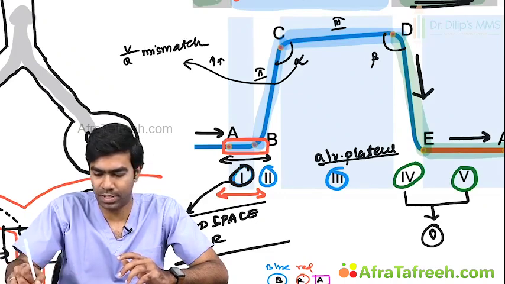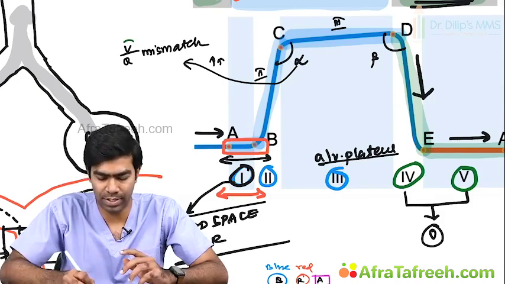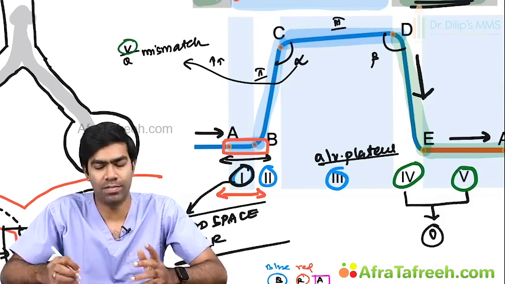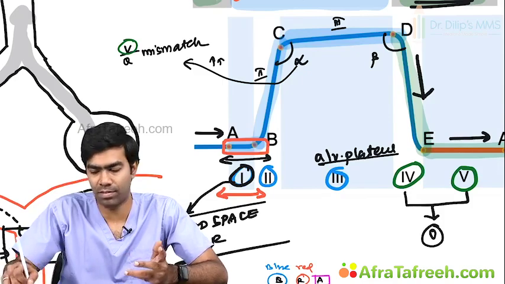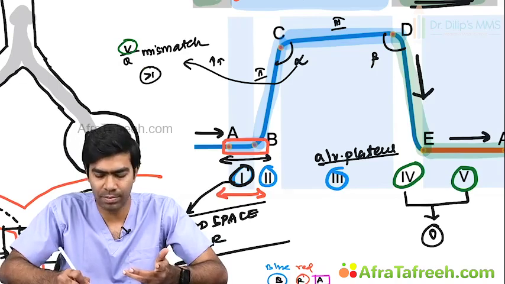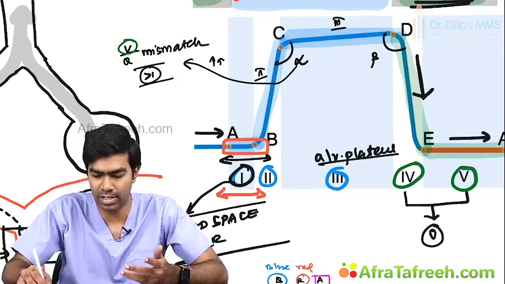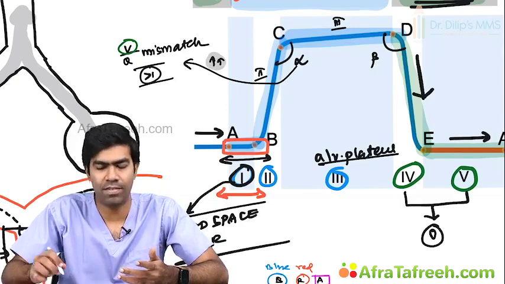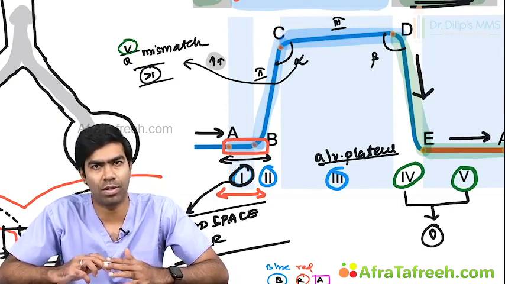VQ mismatch, especially those that affect ventilation. Especially if, in a VQ mismatch, ventilation is reducing because of that, the VQ ratio becomes more than 1. Those are the conditions that will definitely increase the alpha angle. That's a very important point.